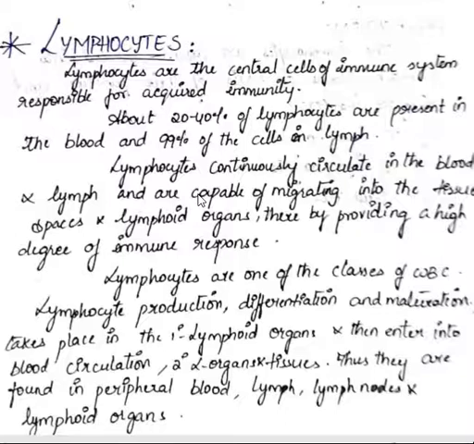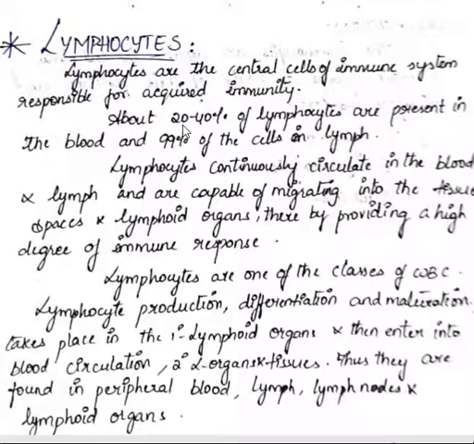Lymphocytes are the central cells of any immune system, responsible for acquired immunity. This immunity types we have also discussed in another part, you can go through them. So immunity is of two types, innate immunity and acquired immunity. Whatever immunity you get because of the cells of the immune system, we consider it as acquired immunity.